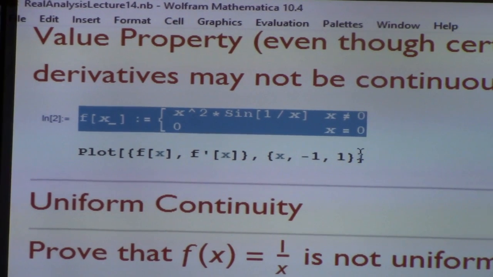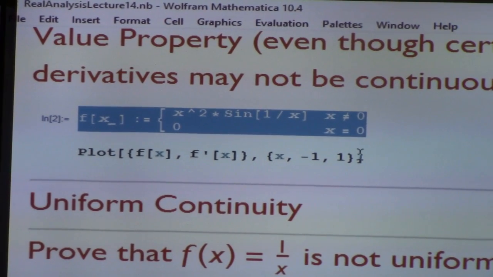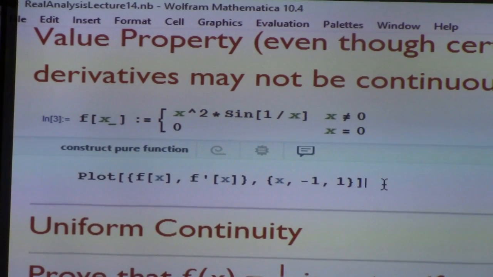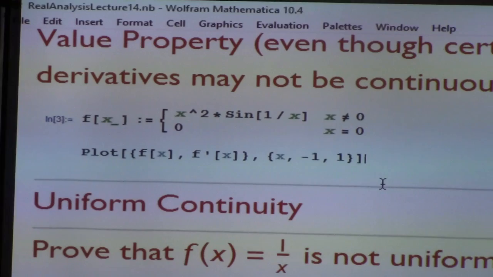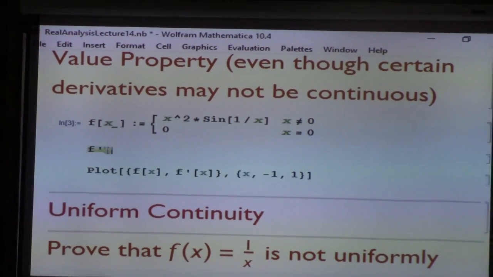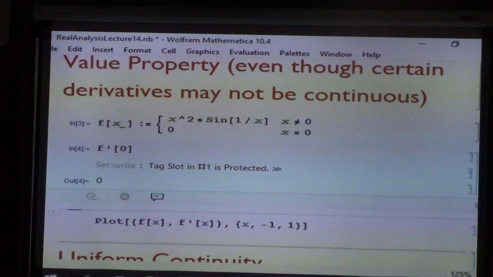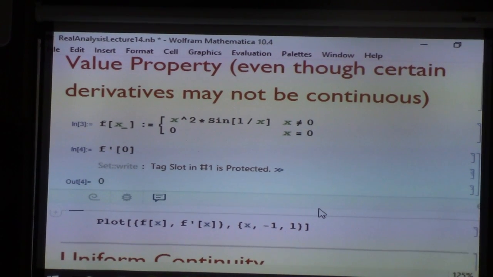f prime of 0 is 0 because essentially those oscillations are getting so small in magnitude that the derivative ends up existing, and f prime of 0 does exist and is 0. This is not a proof, but Mathematica says the answer is 0. Ignore the error there. I don't know why it keeps giving me an error here. Not sure.